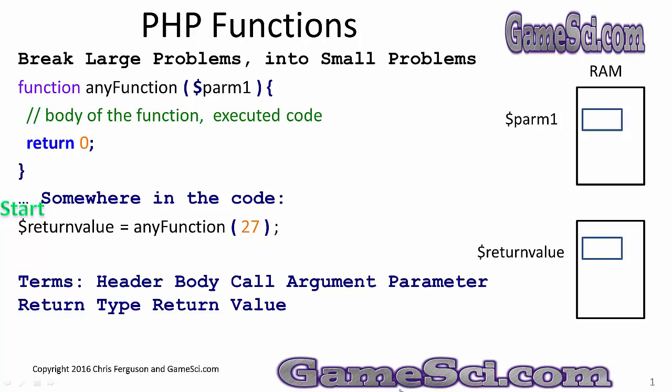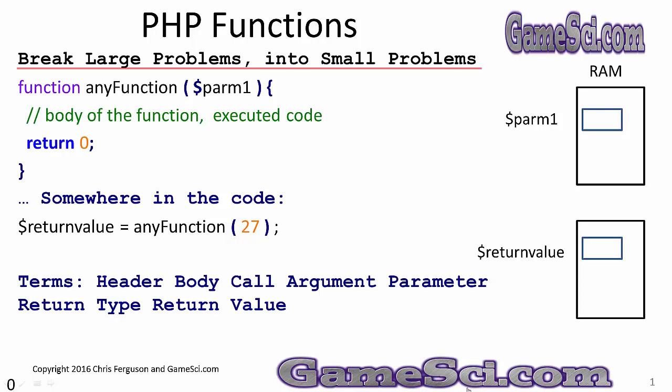So let's get started here. We'll start with a generic PHP function, and look what happens. Again, I want you to focus on the red underlines. When I underline something in red, that's what I'm talking about. So we're going to break our large problems into smaller problems. That's what a PHP function does.